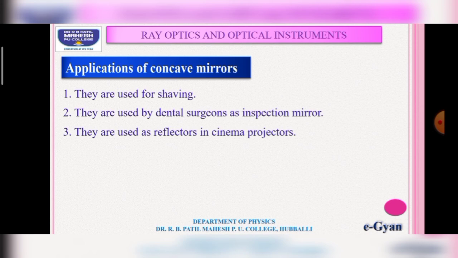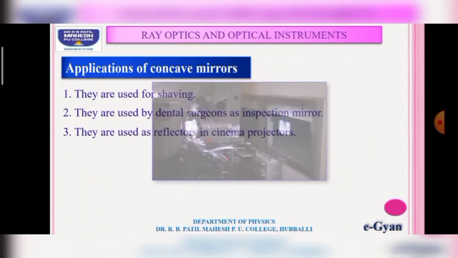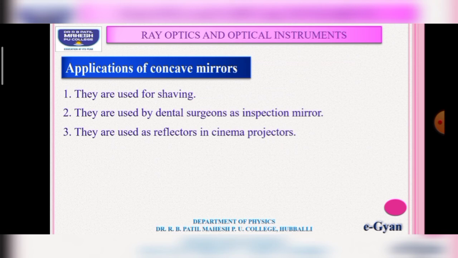They are used as reflectors in cinema projectors. Okay, these mirrors are also used as reflectors in cinema projectors, and even as reflectors in the headlights of vehicles. Okay, you might have seen headlights. They are concave in shape inside, and silver in color. That means there is a reflecting surface, so that the rays will be converged and the ray intensity will be sharp. Okay, these are the few applications of concave mirrors.